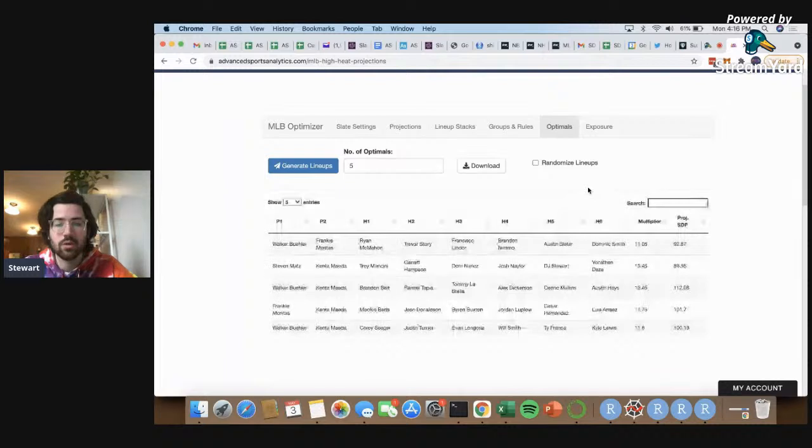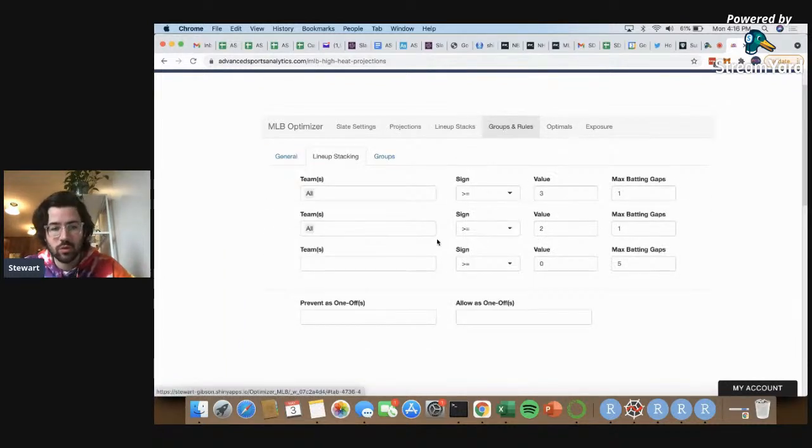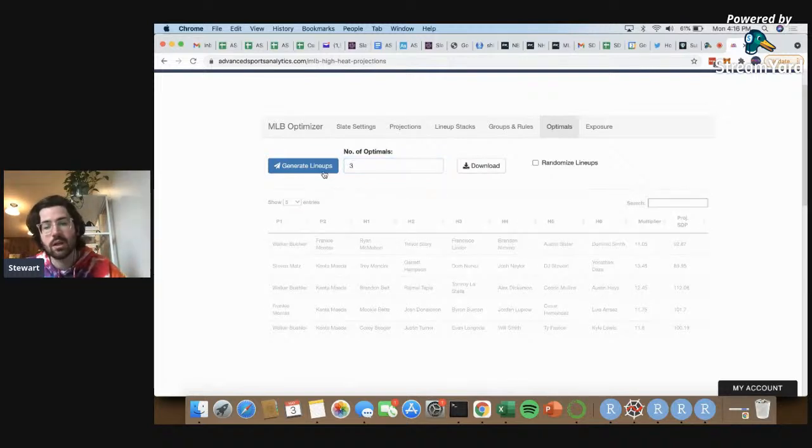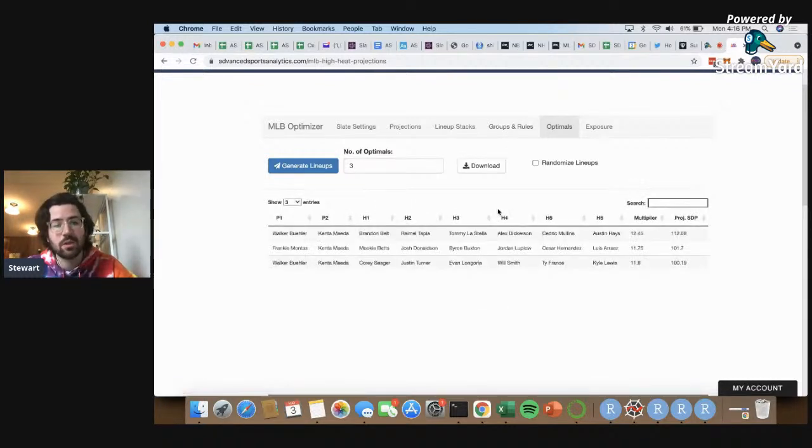I think a good rule of thumb is to set the rules that you want, build lineups the way that you want, and then just try running for like 3 to 5 optimals and see how long it takes to run. Understand that sometimes rules can be so restrictive that it's not possible to build 70 lineups, given the rules that are in place.